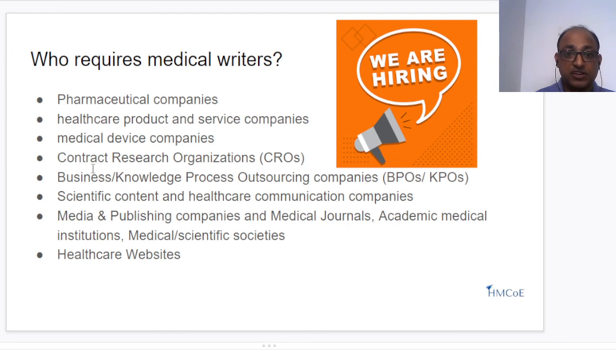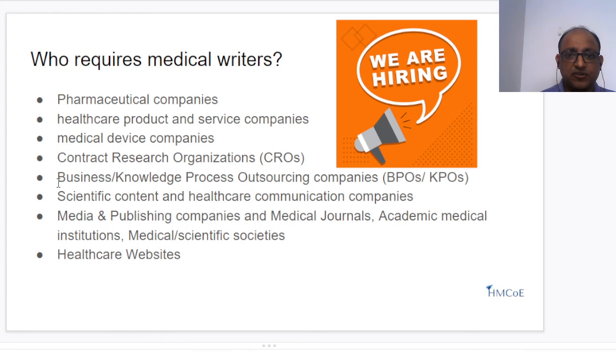Then the CROs, that is contract research organizations, they need writers like you because there is a shortage of expert medical writers. There are lots of writers, but there is a shortfall of expert medical writers. So if you develop your skill, definitely you will not just get good salaries and packages, but you will get good recognition in the industry. Your career will grow at a faster rate as compared to your peers and fellow medical writers. There are also BPO companies, that is business process outsourcing companies, and KPOs.